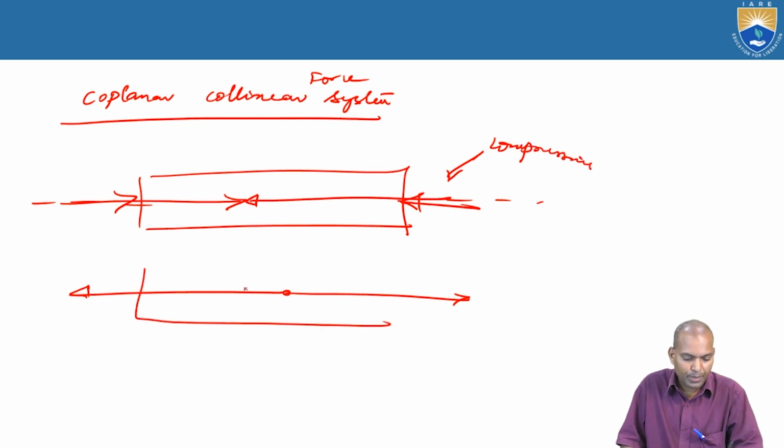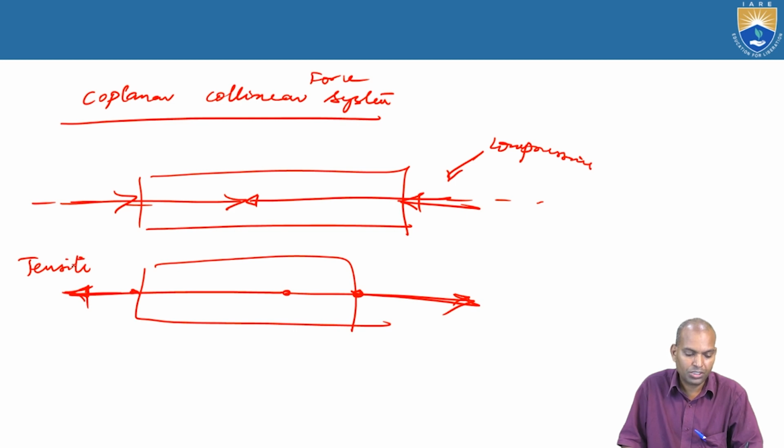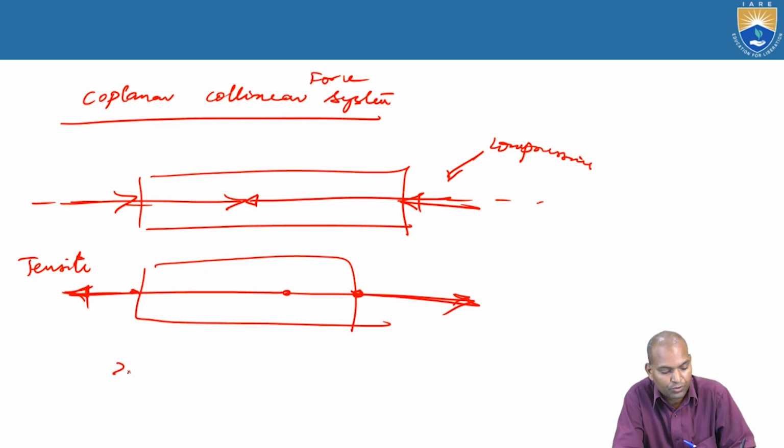If you consider the beam in between, the stresses, a force acting away from the cross section, then it comes under tensile forces, a tensile force system. But these are all in the same plane. The coplanar force system is also known as a two-dimensional force system, 2D force system.